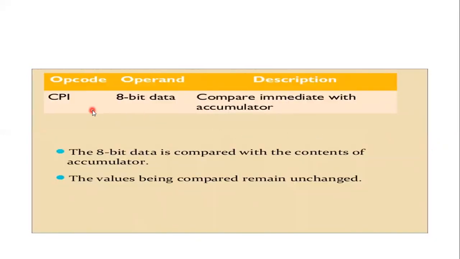The next operand is compare immediate along with the 8-bit data. So the 8-bit data is compared with the content of the accumulator.